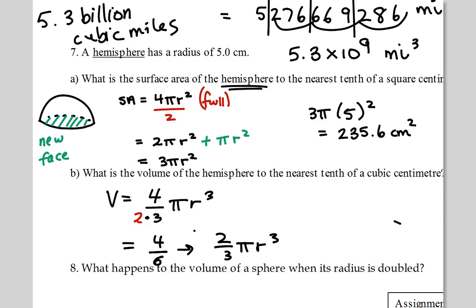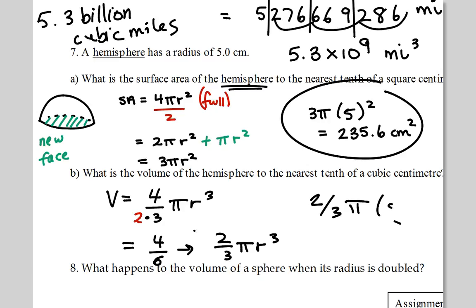Pump in the 5, just like we did up here. 2/3 pi 5 cubed. 5 cubed, 125, times the pi, times 2 divided by 3. 261.8 cubic centimeters. How you guys feel about that one? Is it okay?